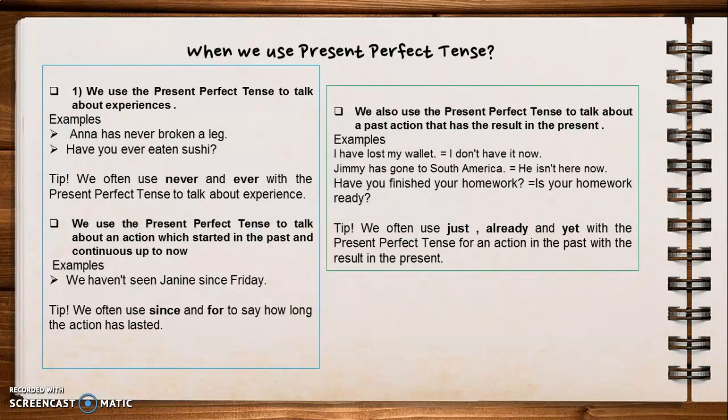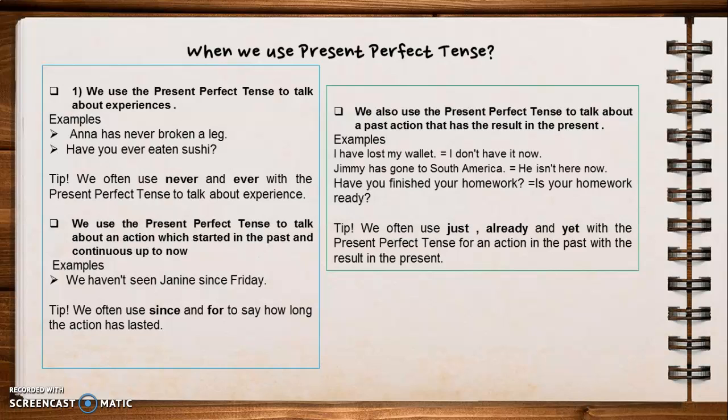Okay, selanjutnya, we use the present perfect tense to talk about an action which started in the past and continues up to now. Jadi, kita gunakan present perfect tense untuk membicarakan aksi yang telah terjadi di masa lalu dan masih berlangsung sampai sekarang. Misalnya, we haven't seen Janine since Friday.